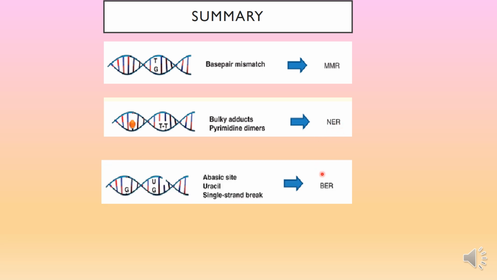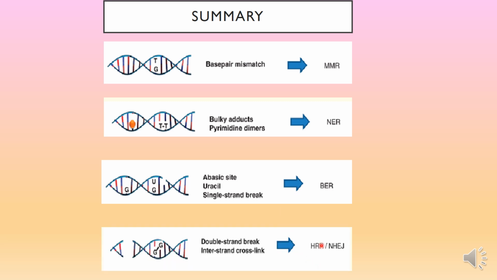The third type of repair mechanism is base excision repair, and it repairs abasic sites. So there are no bases here, and it repairs uracil. Guanine should have been paired with cytosine, but there is uracil here due to modification of the base. And it repairs single strand breaks. So base excision repair repairs abasic sites, uracil, and single strand breaks in the DNA.